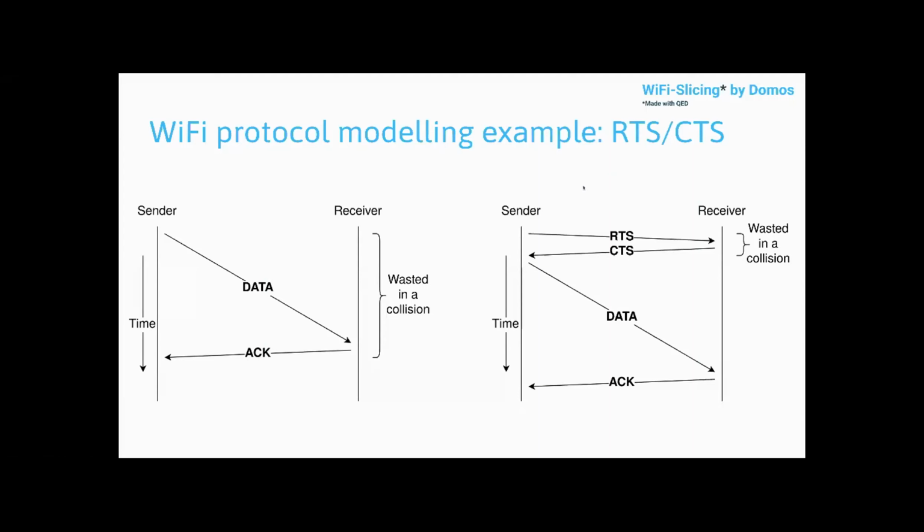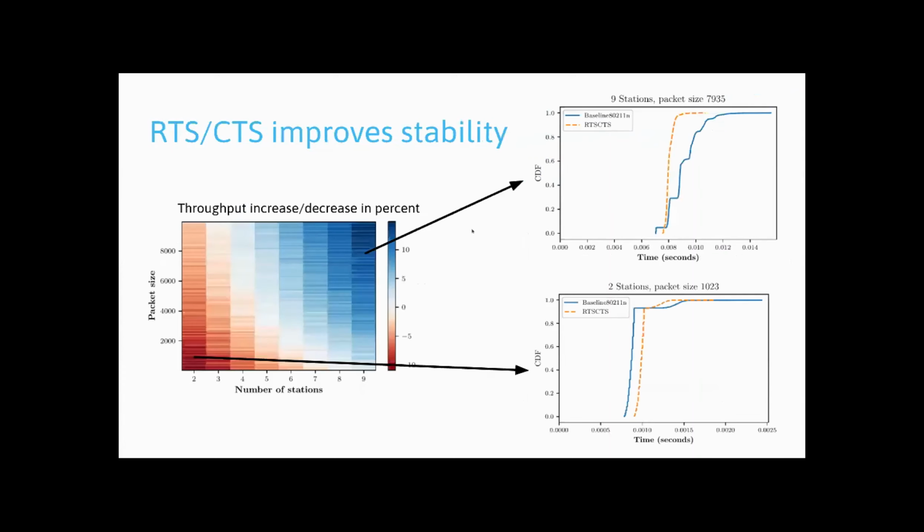And the RTS-CTS mechanism, if you enable that, then the sender will first send a request to send packet, and then only if it receives a clear to send packet will it then transmit data and wait for the ACK. And what this does is that if either the RTS or the CTS packet is lost, then we only waste the time to do that handshake instead of the entire data transmission. So we have plotted this for different scenarios, and this heat map shows the impact on throughput from enabling RTS-CTS.